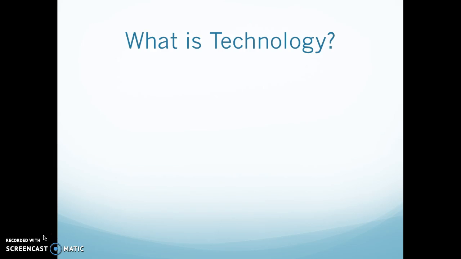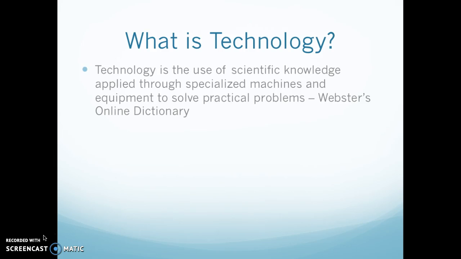So, technology. Now, how can technology help us? Well, first, let's just look at what technology is. Webster's Online Dictionary says that technology is the use of scientific knowledge applied through specialized machines and equipment to solve practical problems. Now, it's important to note that technology is not just the use of machines and equipment like computers or overhead projectors and so on, but the use of these tools to solve practical problems.